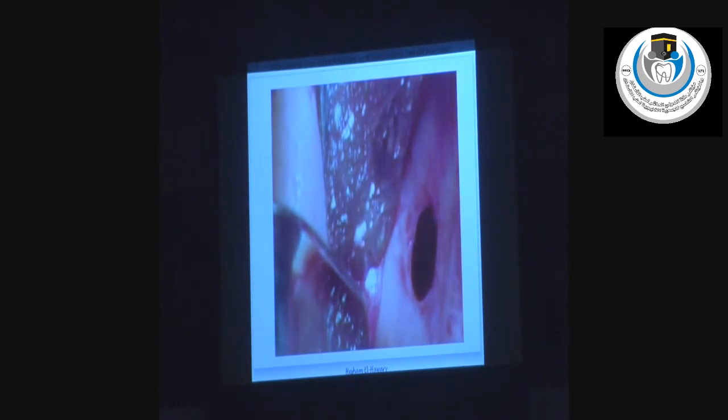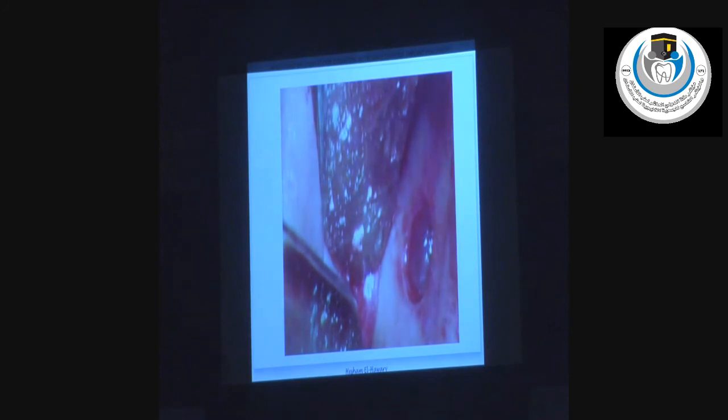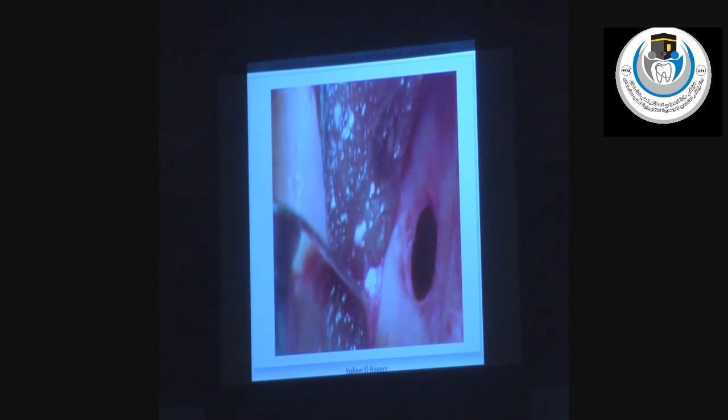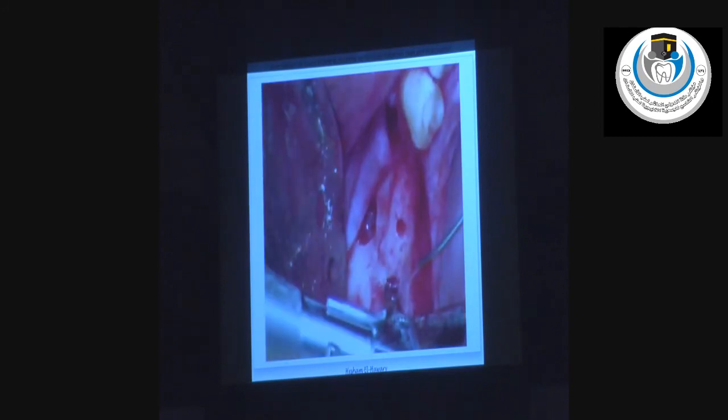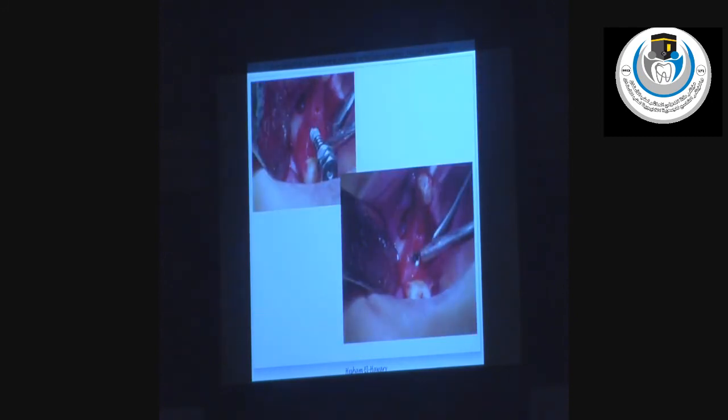And here is the sinus membrane during inspiration and expiration to assure that it is intact. Then the surgical guide is inserted inside its place, and using the surgical drills, the osteotomy hole of the implant was prepared to the final diameter. Then the implant was installed. Here you can see the video.